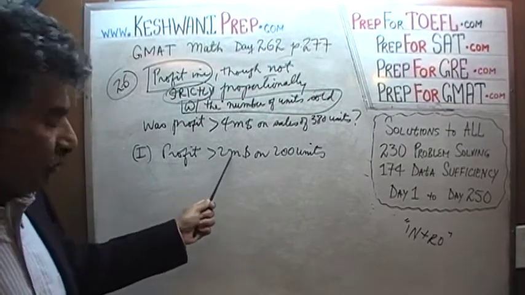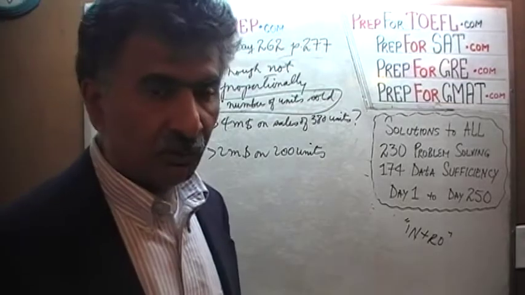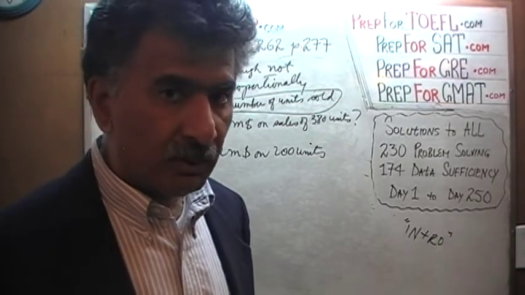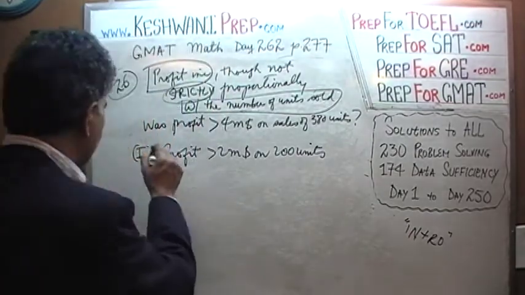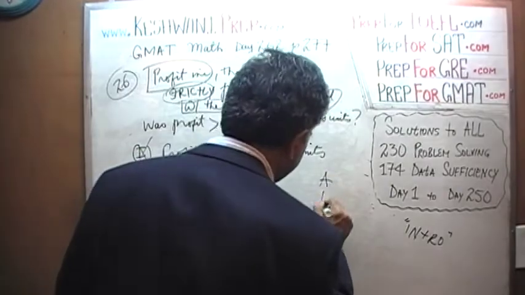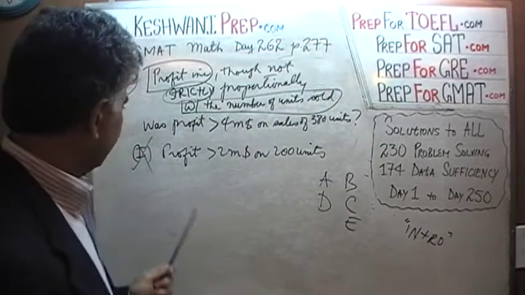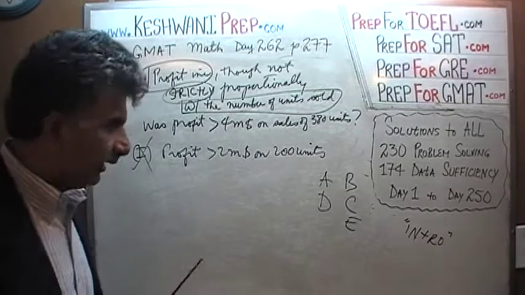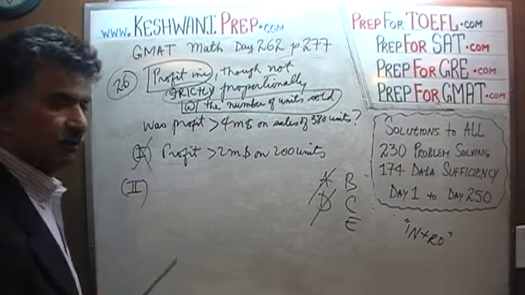Simply knowing that the profit is more than 2 million on 200 units does not enable us to answer the question: was the profit more than 4 million by the time we sold 380 units? This is not enough. First statement is not enough. A, D, B, C, E. Since the first statement is not enough, the answer cannot be A or D. Answer would have to be either B, C, or E.